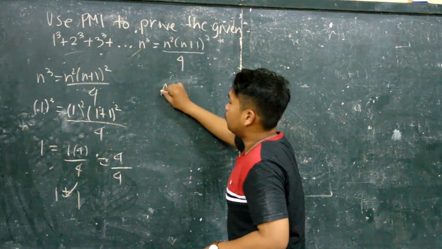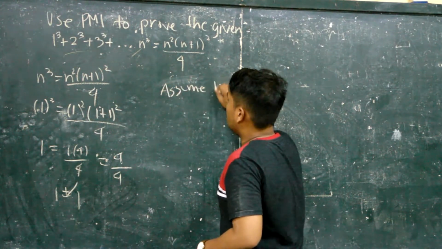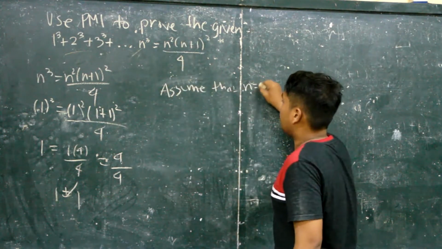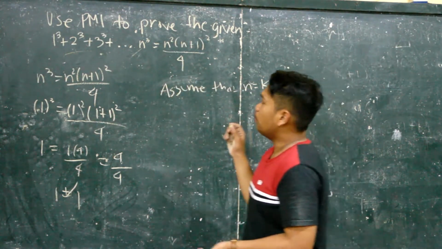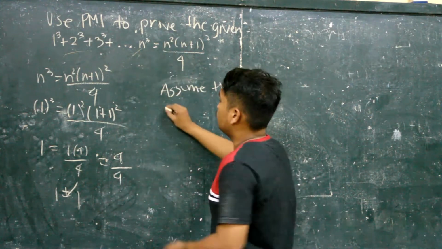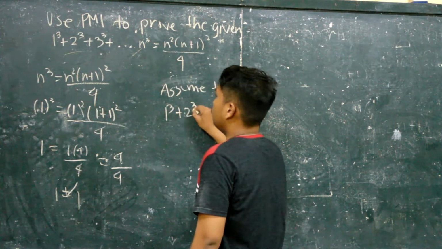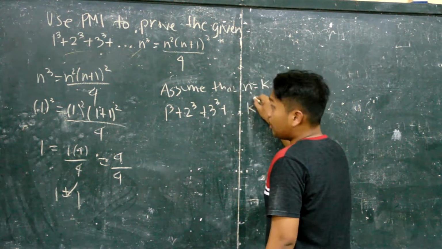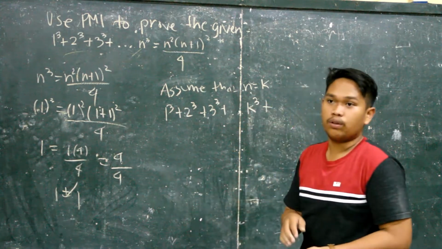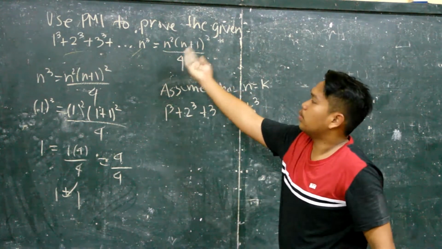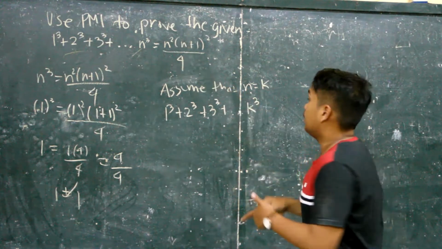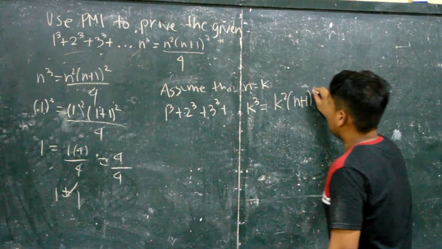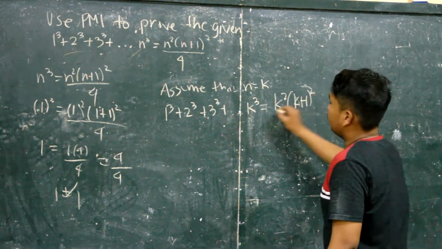And the next step we should do is, let us assume that n, or any n here, is equal to k. So we are going to substitute this with k. So 1 cube plus 2 cube plus 3 cube plus dot dot dot k cube, and we are going to also substitute n with k. So k squared times k plus 1 squared all over 4.